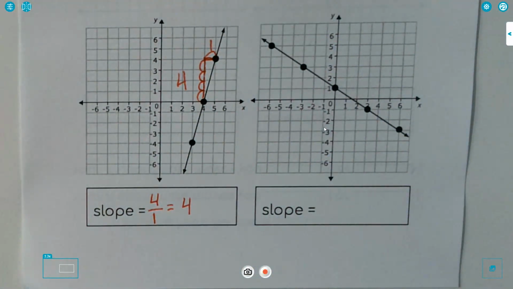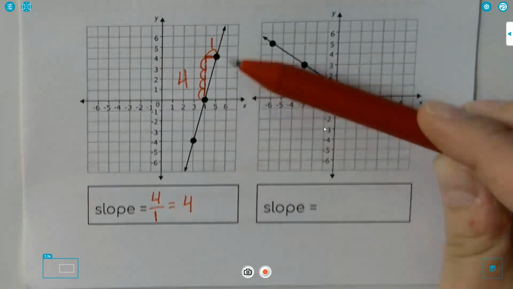It's rise over run. When we are counting slope, we have to count the spaces, not the lines. If you count the lines, you're always going to be off by 1. And if we look at this, it makes sense that this is a positive slope, because from left to right, we're going up.